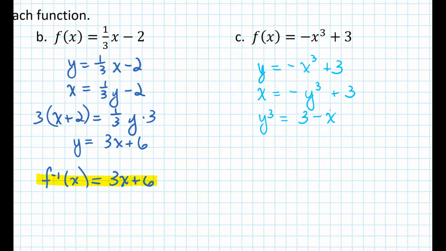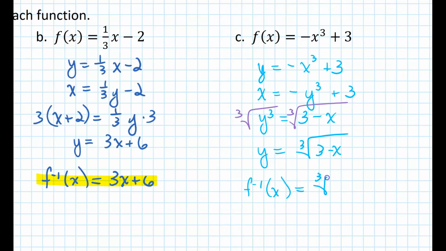All right. And again, we need y to the first. Right now it's y to the cubed. How do we undo a cube? Cube root. Bless you. So I'll take the cube root of both sides, and we end up with y is equal to the cube root of 3 minus x. And then the final thing, again, switch to our inverse notation. So f inverse of x is equal to cube root of 3 minus x.